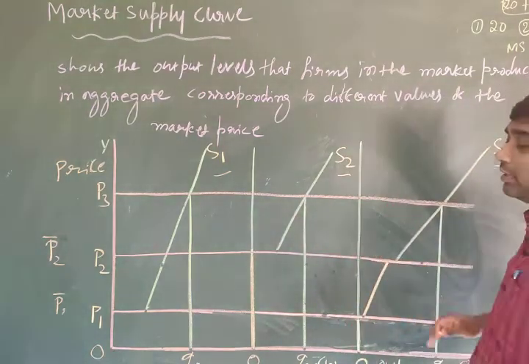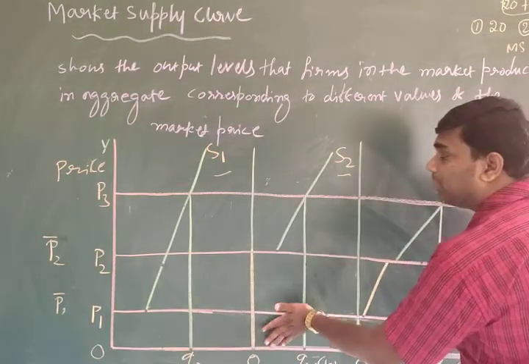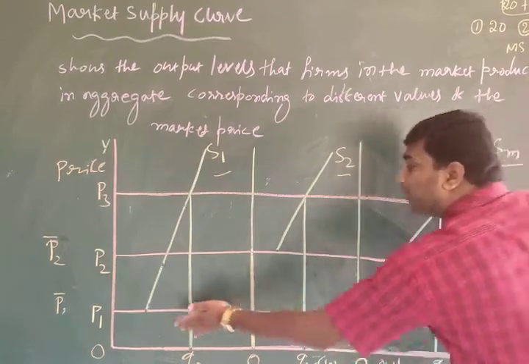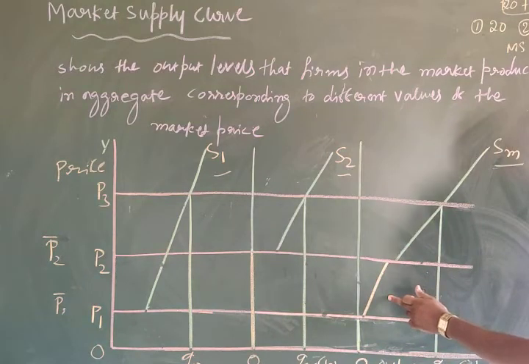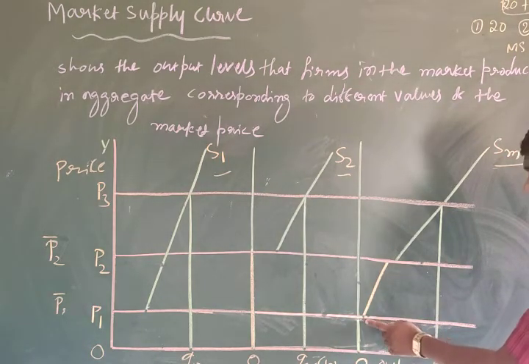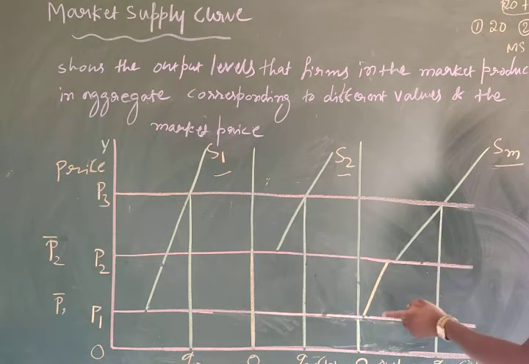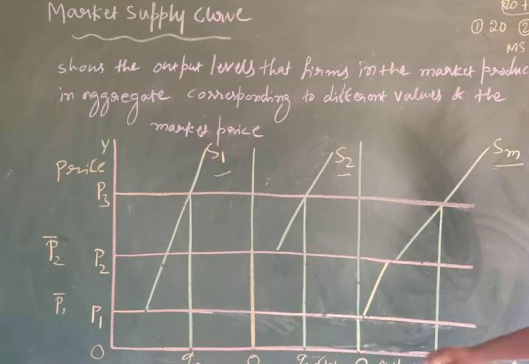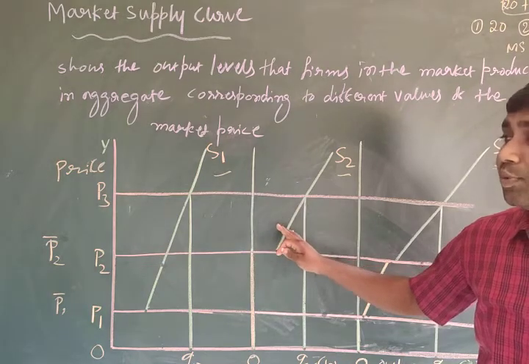Therefore, in this range, the market supply curve coincides with the supply curve of firm 1. Above P1 and below P2, the market supply curve coincides with the supply curve of firm 1. You can observe, this is price 1, firm 1, this is price 2, that is firm 2. If the price is above them, that time they will produce. But below P1 and P2, no firm is able to produce goods and services.